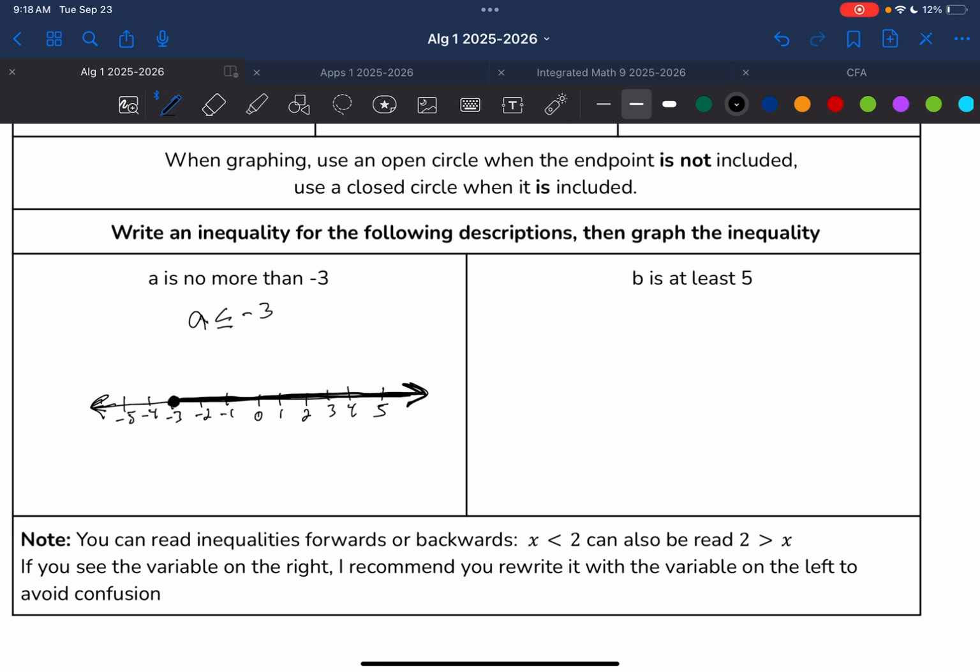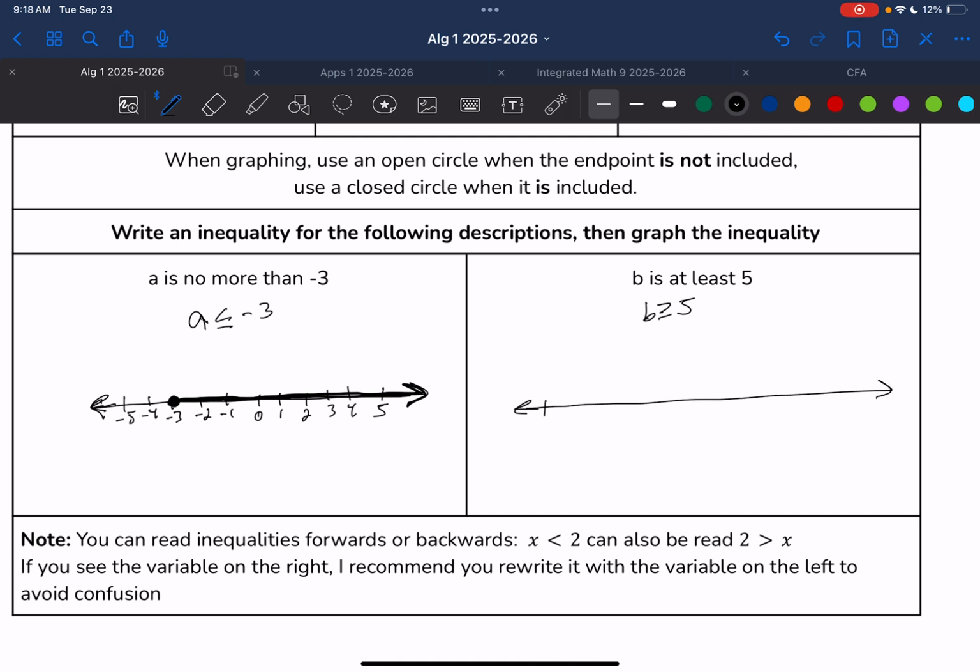All right, I included these here because they can be tricky. If we look at this one over here, b is at least 5. Again, you see "least" and you think you might want less than, but that is not true. b is the smallest number that we can have, so everything else has to be bigger than it. So this is actually b is greater than or equal to 5. That's how we would write that.